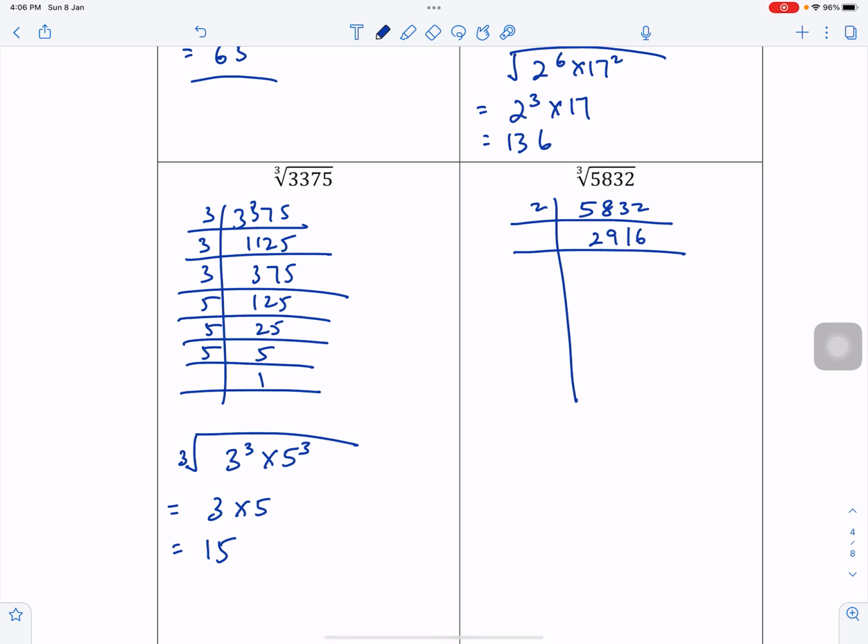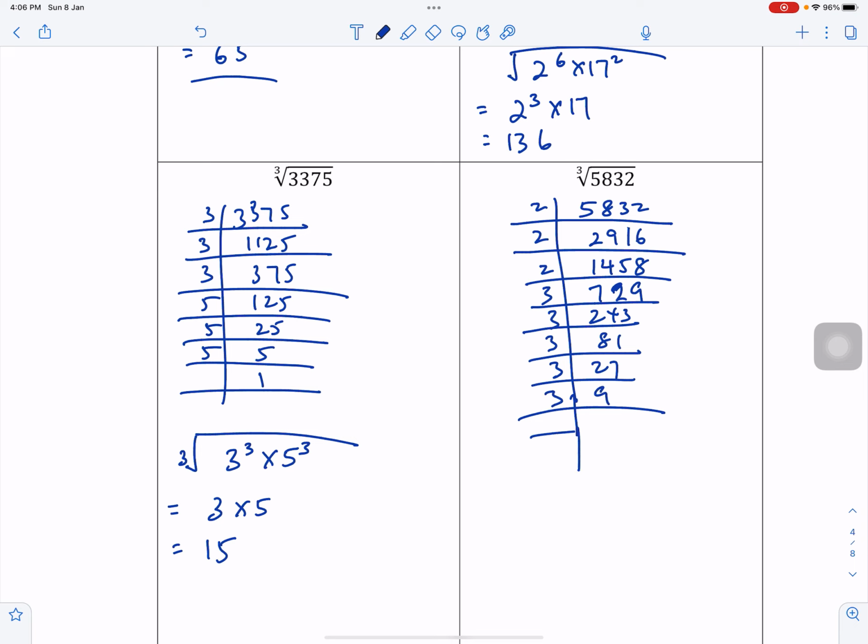216 divided by 2, 458 divided by 2, 729 divided by 3, 243 divided by 3, 81 divided by 3, 27 divided by 3, 9 divided by 3, 3 divided by 3, and 1. So the index notation is 2 to the power 3 times 3 to the power 6, and cube root gives you 2 times 3 to the power 2, which gives me 18.